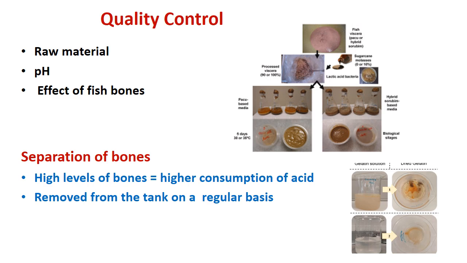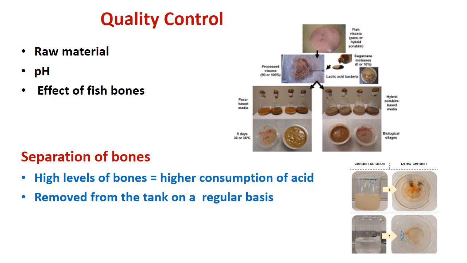The quality firstly depends on the raw material. Secondly, the pH is an important indicator. It should be highly acidic. And third is the effect of fish bones. Due to the fish processing, a lot of bones come into the waste, and those bones have an important relation with the quality of the fish silage.